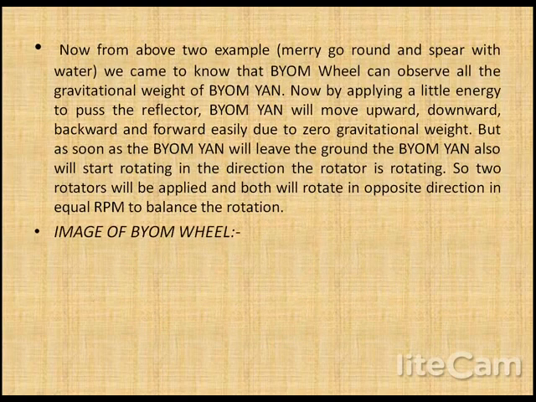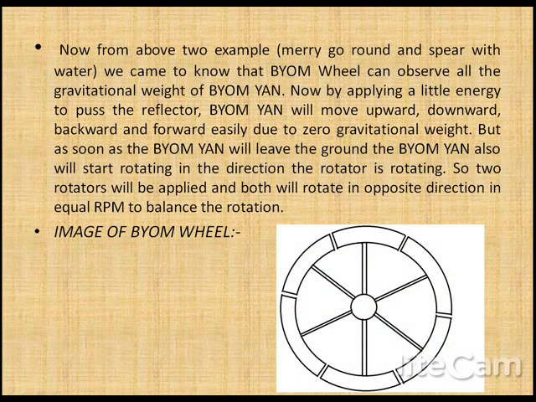Now, from the above two examples, merry-go-round and sphere with water, we came to know that the Bohmian wheel can absorb all the gravitational weight of the Bohmian yarn. Now, by applying a little energy to push the rotator, the Bohmian yarn will move upward, downward, backward and forward easily due to zero gravitational weight. But as soon as the Bohmian yarn leaves the ground, it will also start rotating in the direction the rotor is rotating.